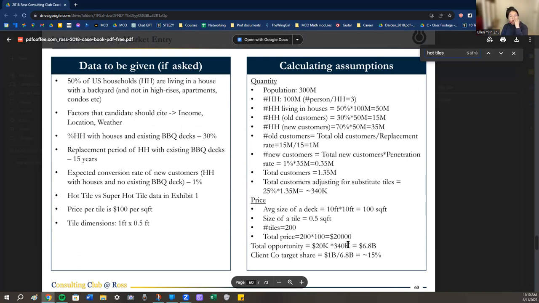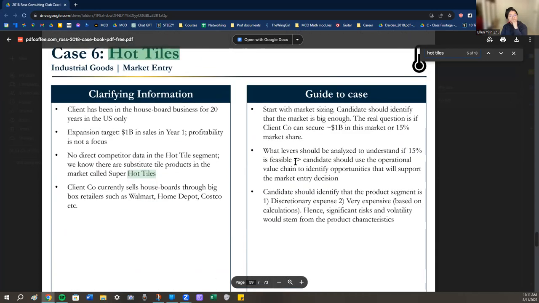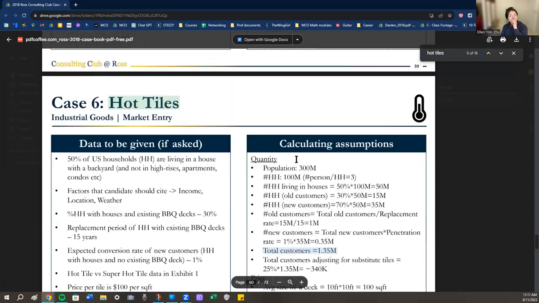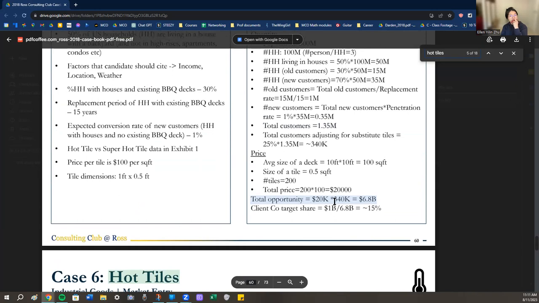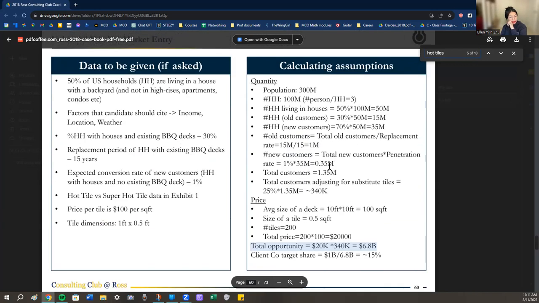So not the number of decks that need to be replaced, because I think you had calculated that at one point. I think you had gone to 1.35 million or something, and then just called it that. But ultimately, what the client was hoping for you to calculate was the total opportunity, the revenue market size in dollars per year for hot tiles, not the number of decks, not the number of possible customers.